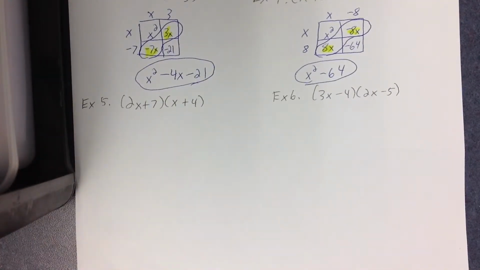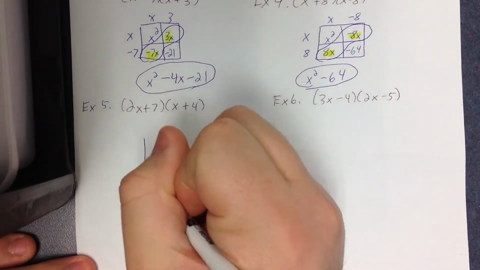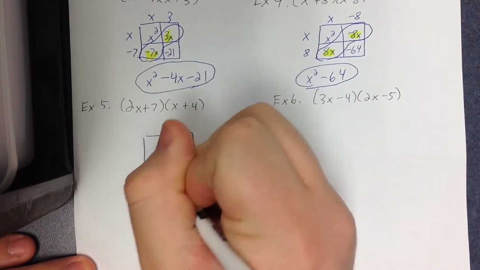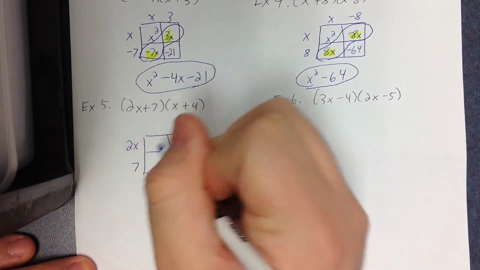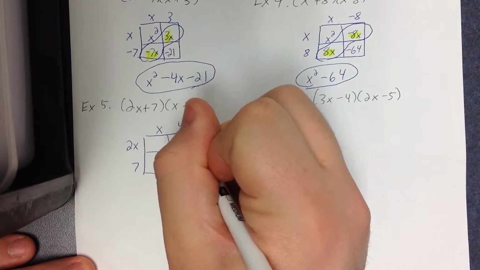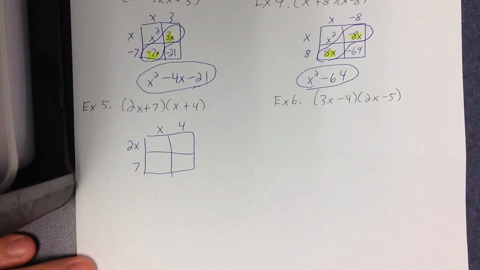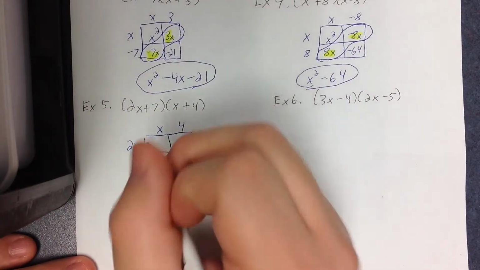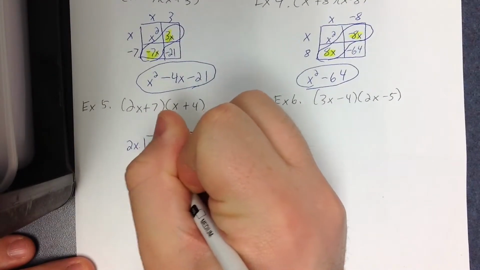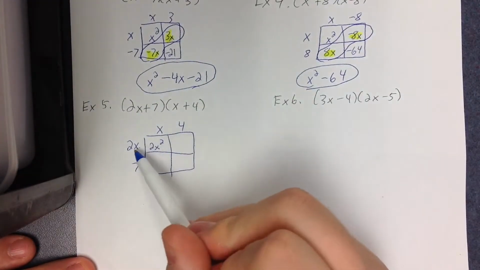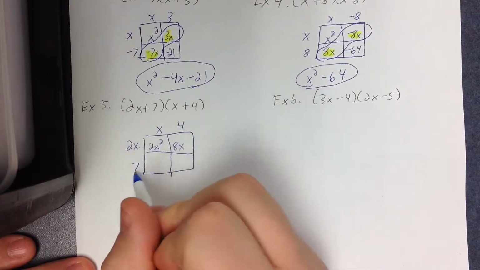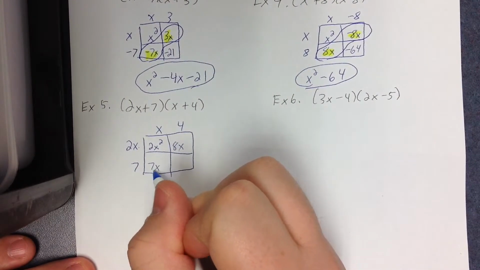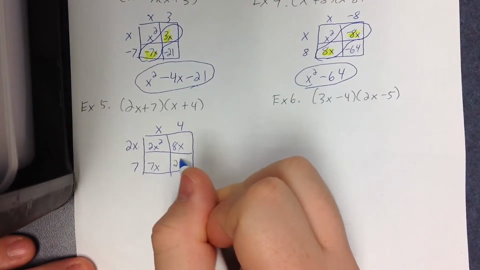Example 5. 2x plus 7 times x plus 4. Still a 2 by 2. This time I got 2x, positive 7, x, and positive 4. So 2x times x is 2x squared. 2x times 4 is 8x. 7 times x is 7x. 7 times 4 is 28.